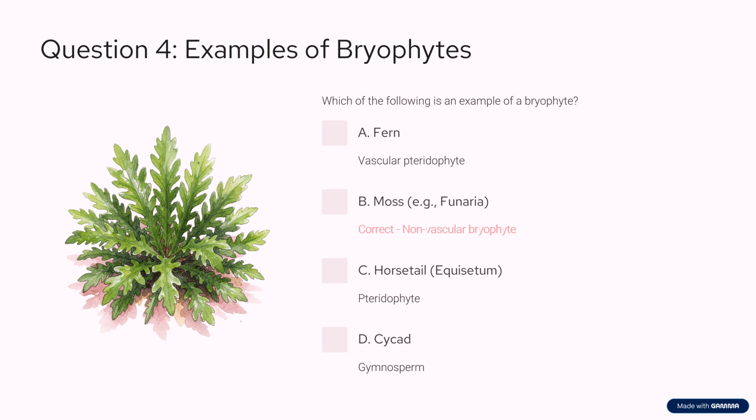Question 4. Examples of bryophyte. Which of the following is an example of a bryophyte? A. Fern, vascular pteridophyte. B. Mosses, for example, Funaria. C. Horsetail, Equisetum, pteridophyte. D. Cycad, gymnosperm. So the correct option is option B, that is mosses, for example, Funaria, non-vascular bryophyte.